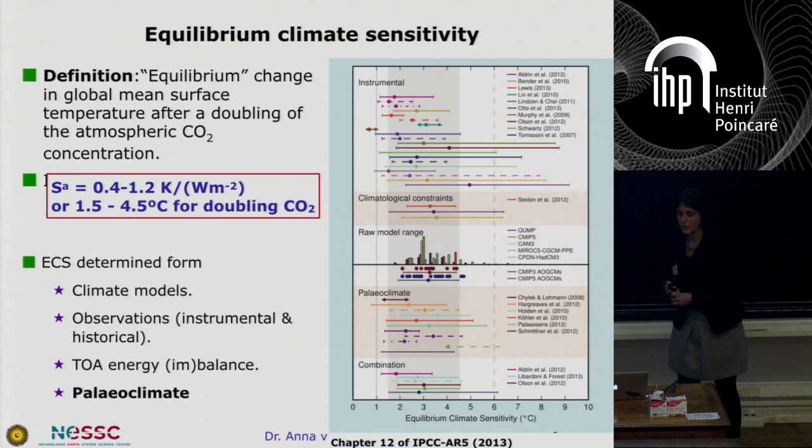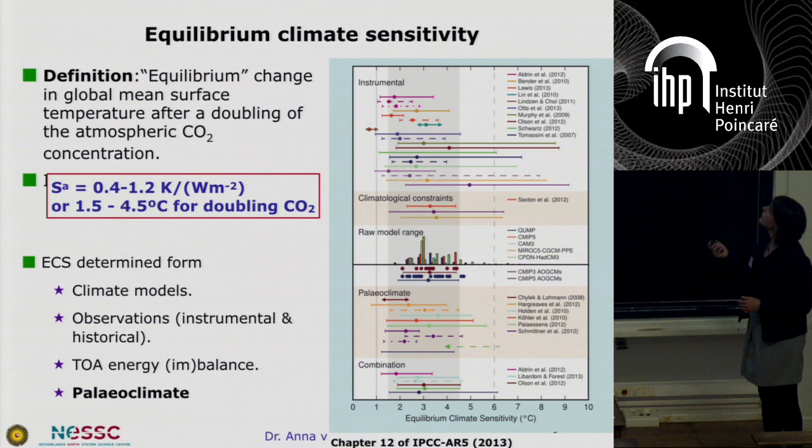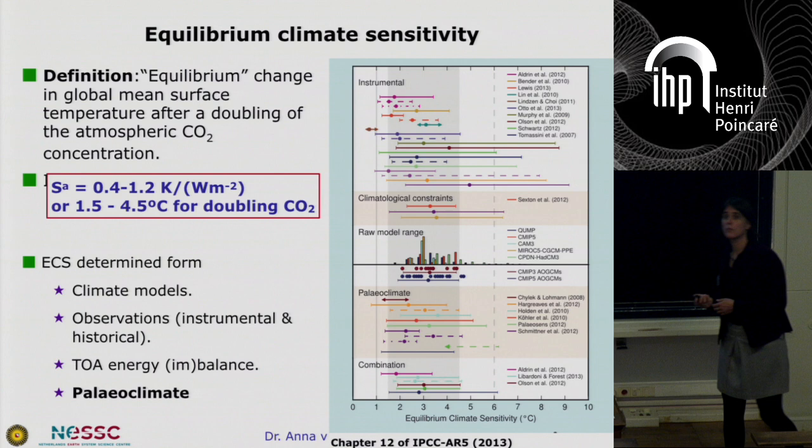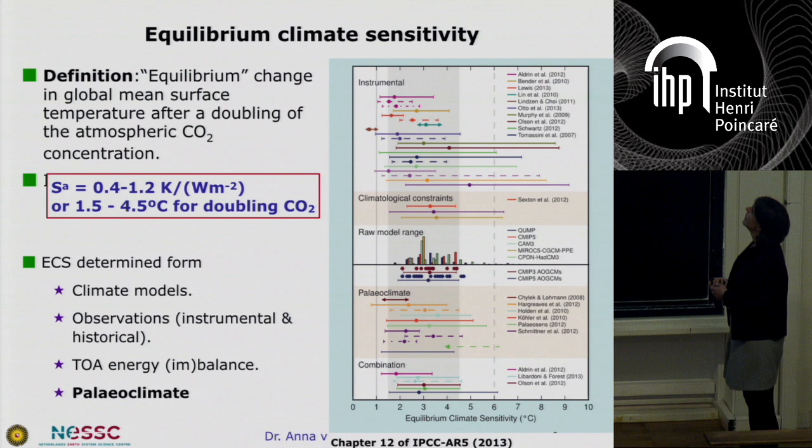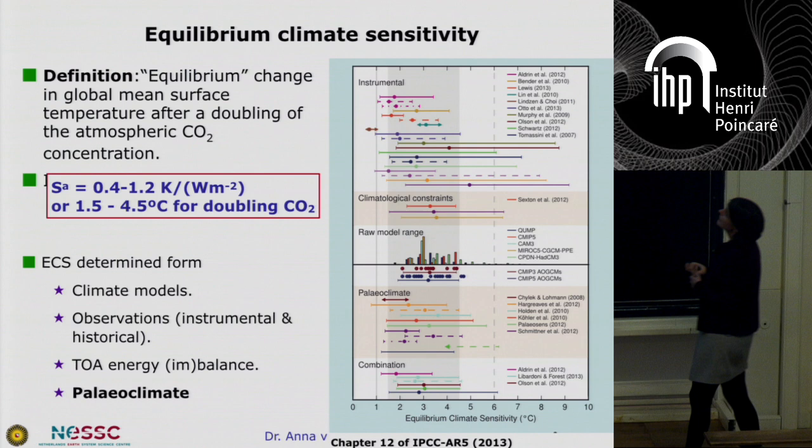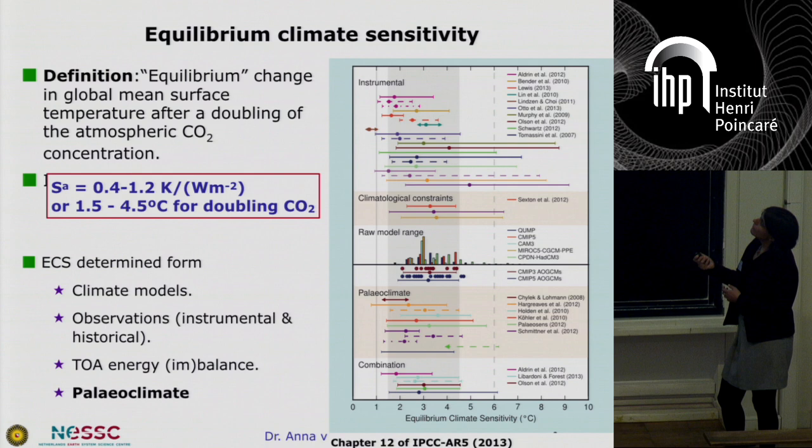And it has been determined from a number of different sources. In the last IPCC report, there is a whole range of different things from the instrumental period, or from observations, and there are constraints from climatology. Of course, the climate models, the GCMs, were the first ones to determine equilibrium climate sensitivity, and there is a whole range from different models. More recently, paleoclimate data have also been used to estimate it, and again, you get a whole range. So the IPCC, in the end, summarizes it into a range from 1.5 to 4.5 degrees warming for a doubling of CO2.